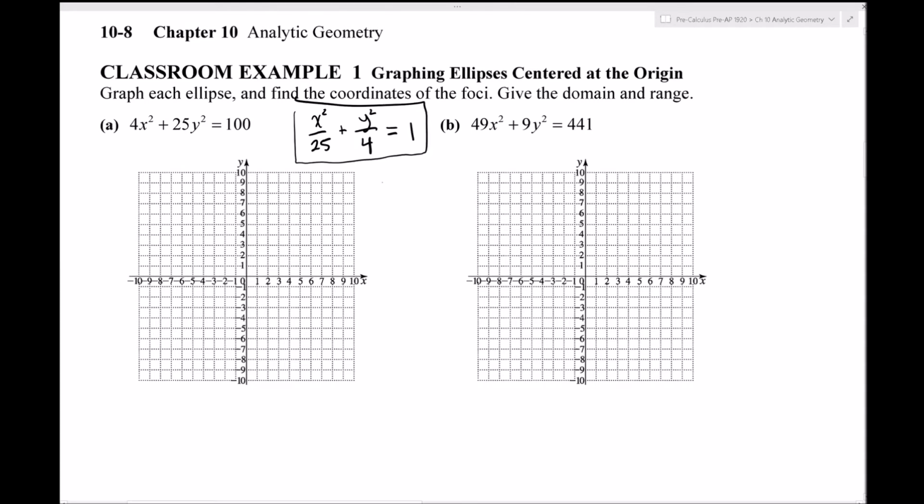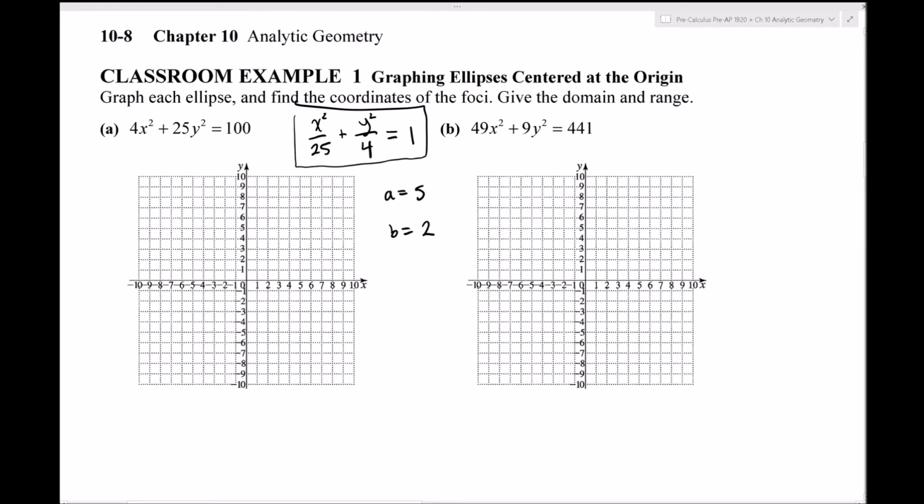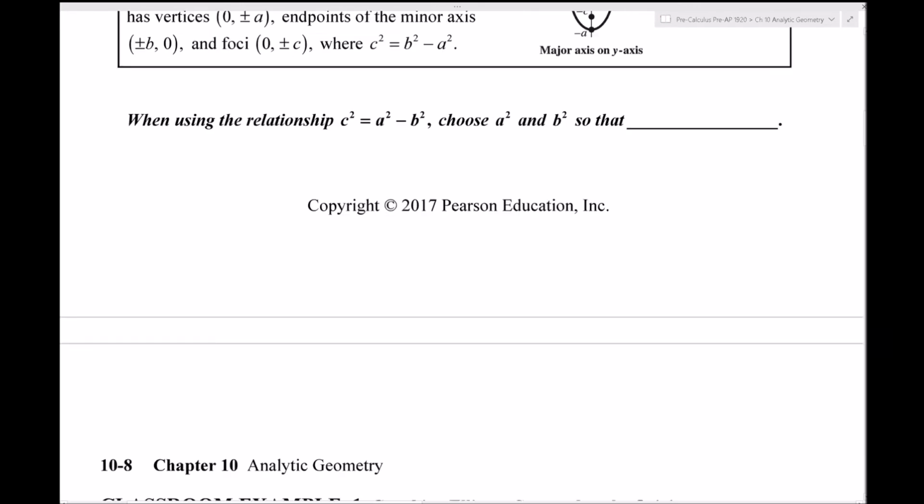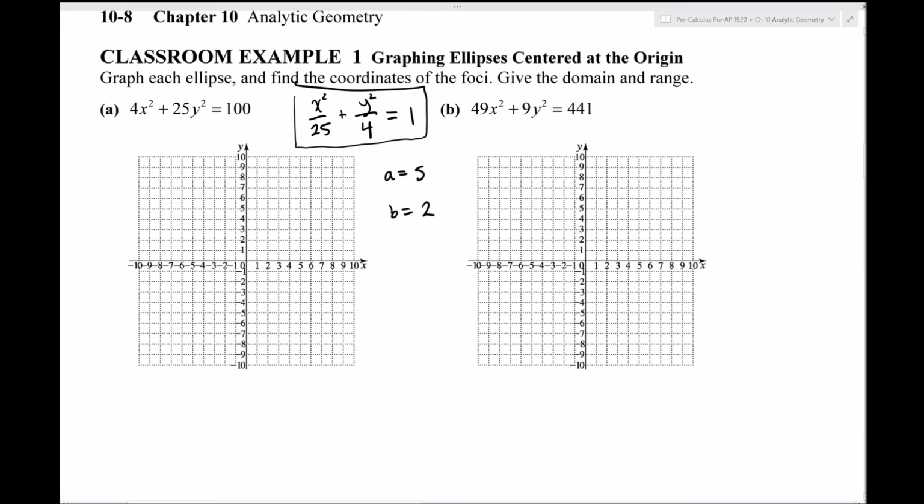From that, I immediately see that A is 5, and B is 2. So A is 5 and B is 2. Where did I get that from? In the equation, it's A squared on the bottom, B squared on the bottom. In other words, the number that you see present is the square of the value of A and the square of the value of B. So if the number on the bottom is 25, it's the square of A. What number squared gives me 25? That would be 5. What number squared gives me 4? That would be 2.